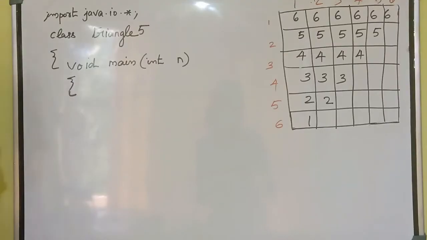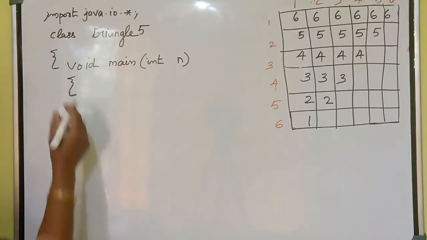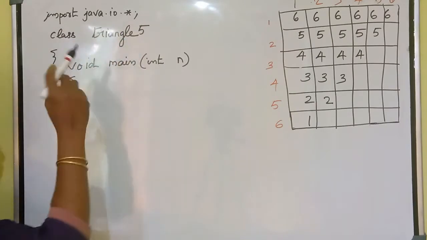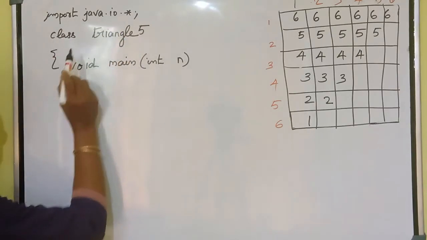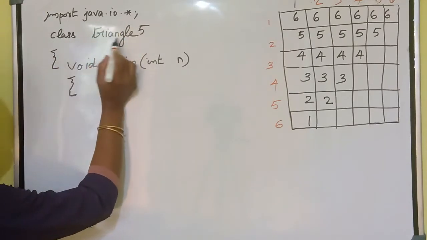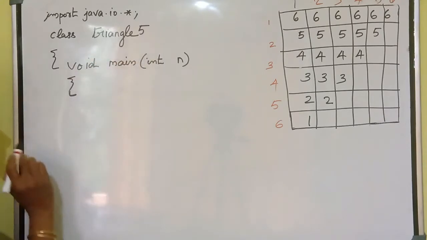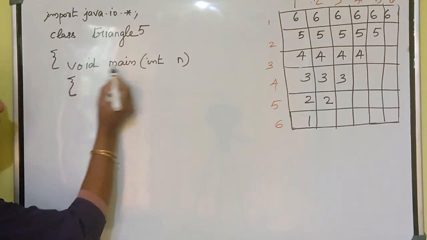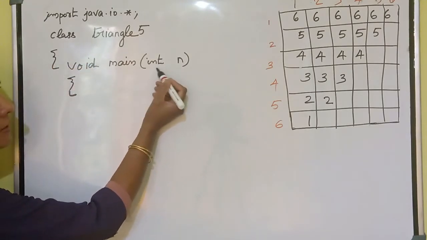Okay. Let's start the answer. When you start a program, we need to write import java.io because we need to import the IO package here. Then let's start the class. Class triangle 5. I have given the class name as triangle 5 here. You can give any other name. Then open the curly bracket. Start a function like this with one argument.